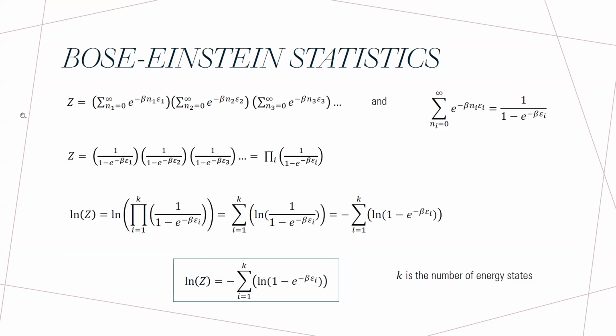So we can write each sum in this form, and then this partition function is equal to the product of 1 over 1 minus exponential of minus beta times epsilon 1, epsilon 2, and so on.